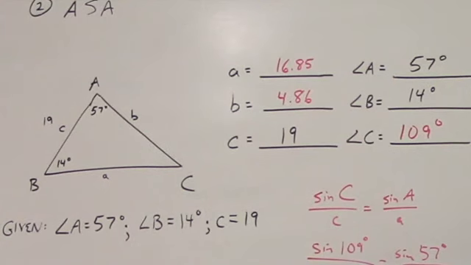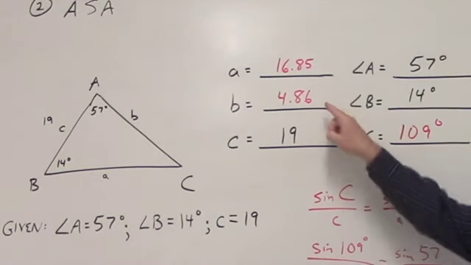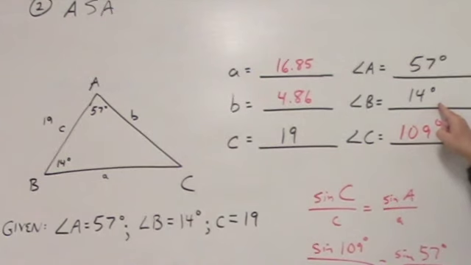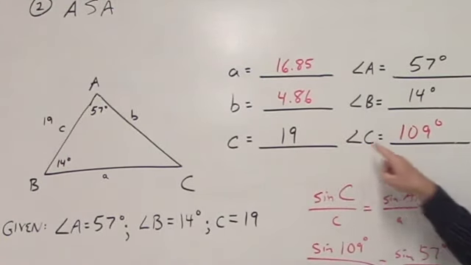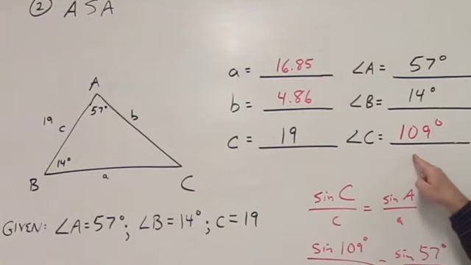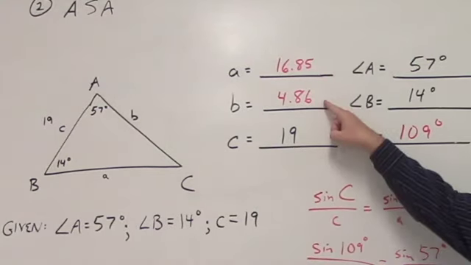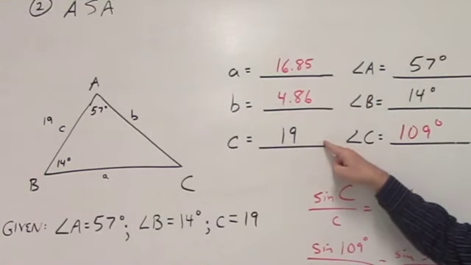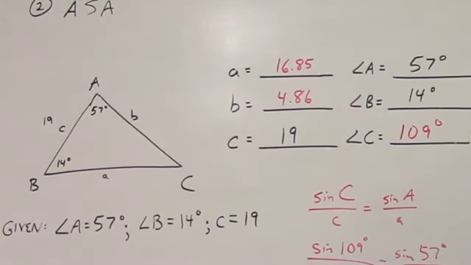The only thing left to do now is check the calculation. And to check it, our smallest side is 4.86. 14 is definitely our smallest angle. That checks. Our largest side is 19. Our largest angle is 109. That checks. And then 4.86 plus 16.85 is larger than 19, so this is a possible triangle, so that checks as well. So the answer we have is most likely correct.